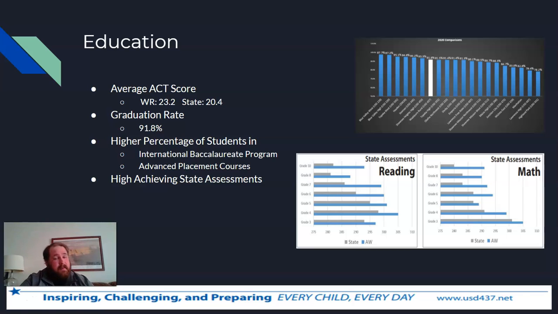So that could be IB kids, but it's just kind of the next step down from the IB section. Very high achieving state assessment scores the last few years, as the graph on the right says. 3rd through 10th grade took the math and reading assessment. The blue is Auburn-Washburn. The gray is the rest of the state.